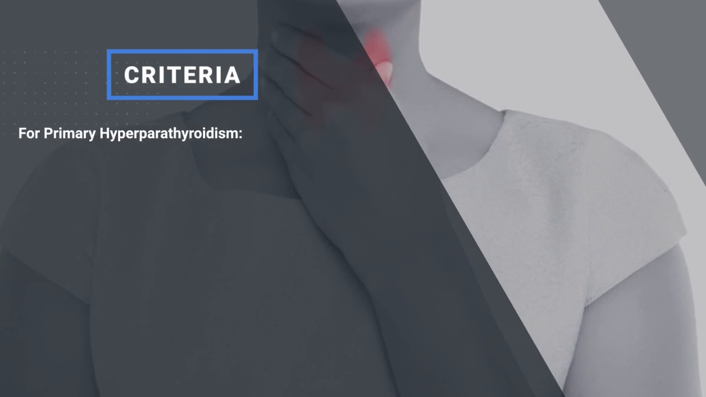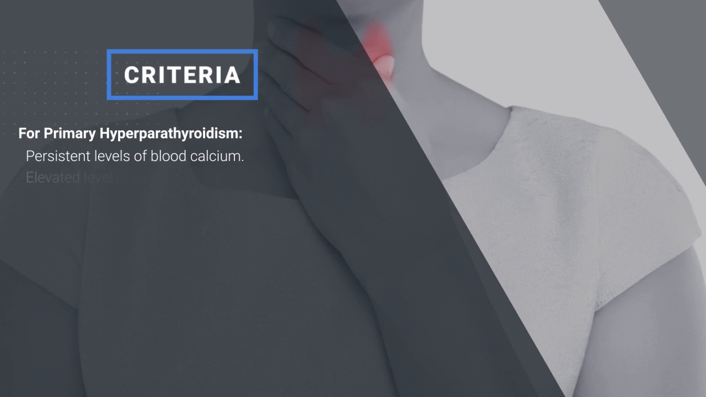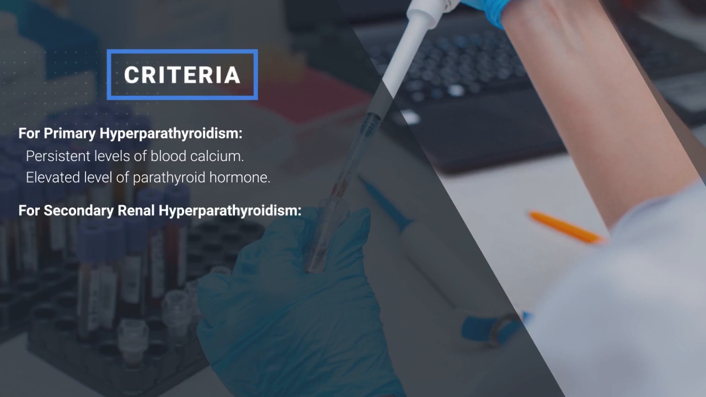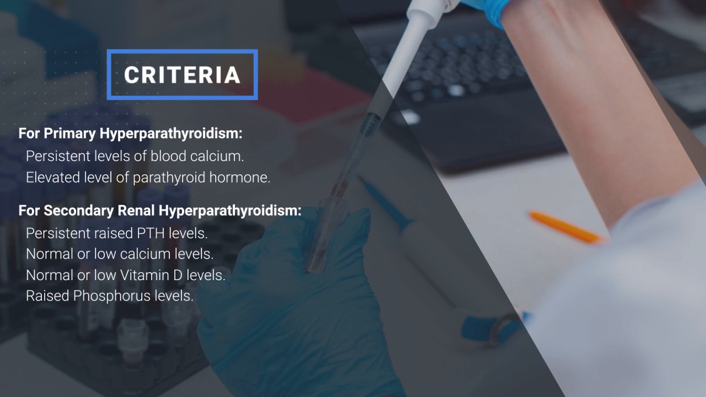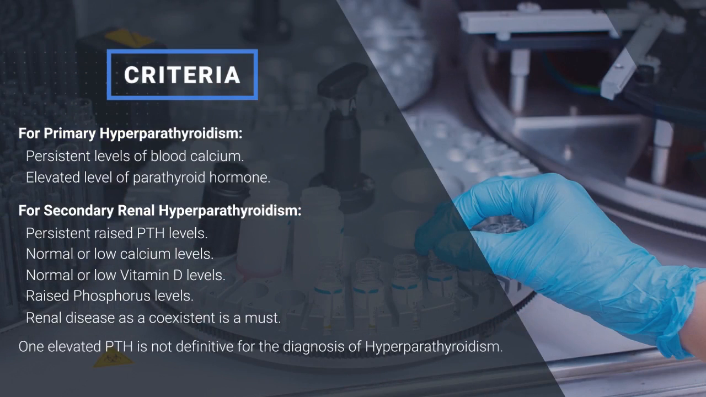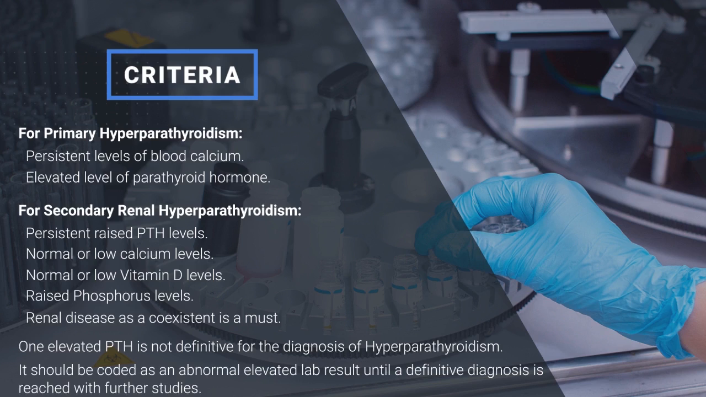The criteria for the diagnosis for primary hyperparathyroidism is based upon the persistent levels of blood calcium and elevated level of parathyroid hormone, while for secondary renal hyperparathyroidism we look at the persistent raised PTH levels, normal or low calcium and vitamin D levels, and raised phosphorus levels. It is important to note that the patient must have renal disease as a coexisting condition. In any case, one elevated PTH is not definitive for the diagnosis of hyperparathyroidism and it should be coded as an abnormal elevated lab result until a definitive diagnosis is reached with further studies.